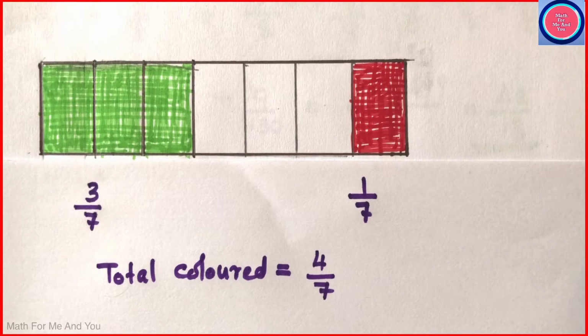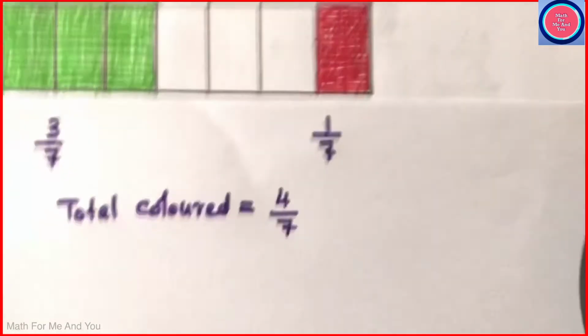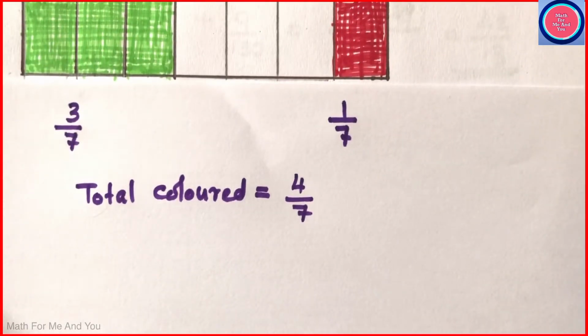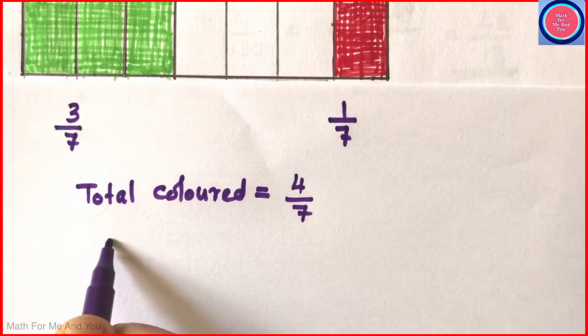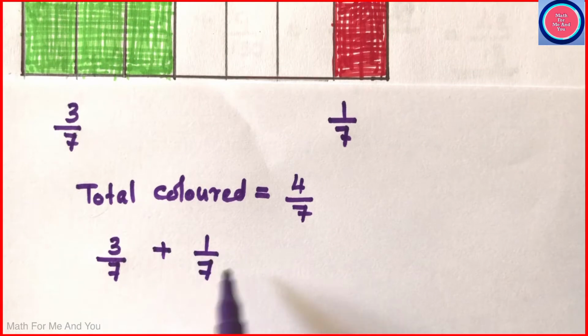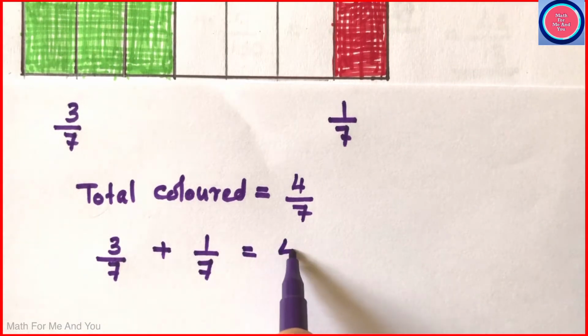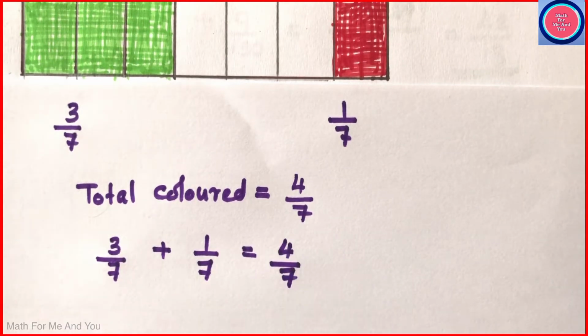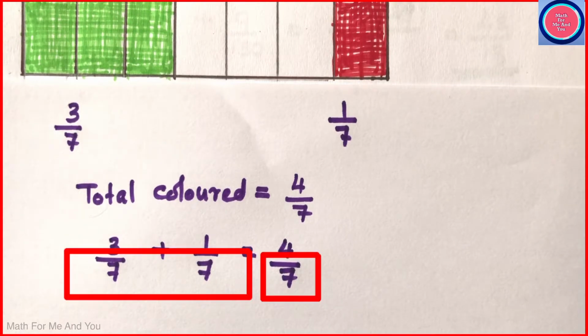That means green color plus red color. So we can write the fraction denoting the green color 3 over 7 plus the fraction for red color 1 over 7. 3 over 7 plus 1 over 7. Total we get 4 over 7. That means they have the same denominator, then we can just add the numerator.